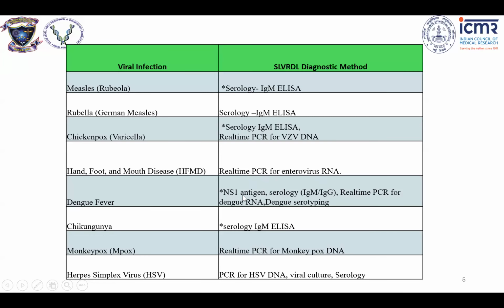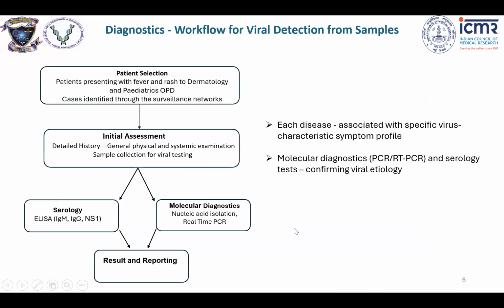All NS1 antigen positive samples are subjected to dengue serotyping. Chikungunya is diagnosed by IgM ELISA. For monkeypox, we use real-time PCR for detection of monkeypox virus DNA. For diagnosis of lesions caused by HSV, we have PCR, viral culture, and serological assays.